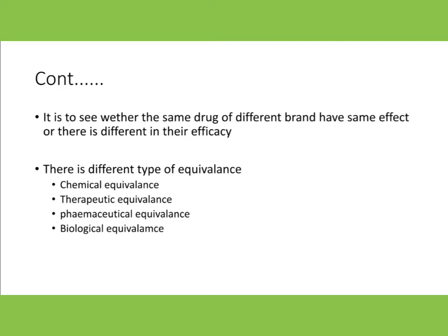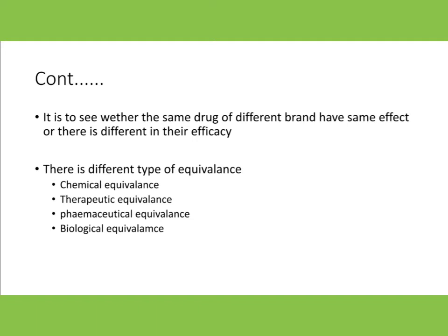Even after having the same chemical composition, it does not mean that there is the same therapeutic equivalence. It can be different. Therapeutic equivalence tells whether the same drug of two different companies produces the same therapeutic effect or different therapeutic effects. If these two drugs produced by different companies are producing the same therapeutic effect in the body, it will be called therapeutic equivalence. Or the effect is different, where some drug is producing a better effect than the other.